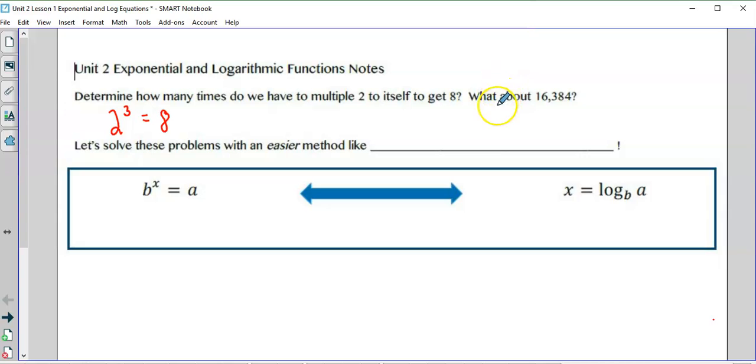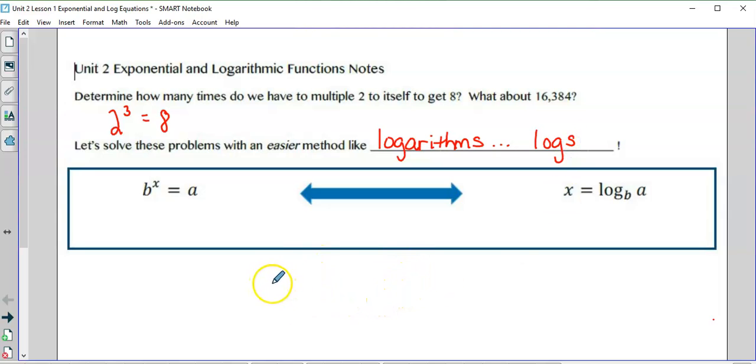Well, what about if we were trying to figure out 16,384? That wouldn't be so easy, because to try to put that in a calculator, I don't even know how many times it is. I've never figured it out. But to try to put that in a calculator, we would have to hit 2 times 2 times 2 times 2 and then see how many times it was. But there's actually an easier method, and it's what we call logarithms. So that's what goes here. The easier way to figure this out is to use what we call logarithms. We also call these just logs.